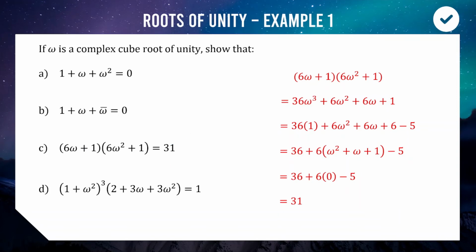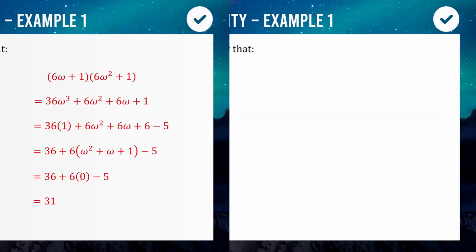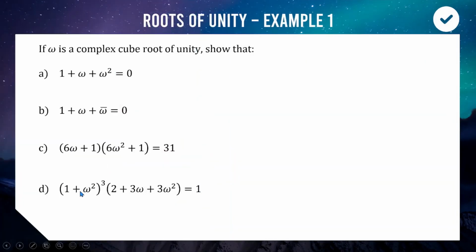For part D, we are once again going to be doing some more clever algebra. Starting off with the 1 plus omega squared, to get an expression for this, we're going to look at the result from part A, where we said 1 plus omega plus omega squared is equal to 0. That means that 1 plus omega squared could be written as minus omega if we pull this term across to the right-hand side. That's what we're going to do first.